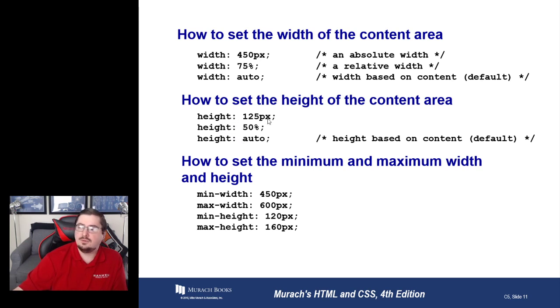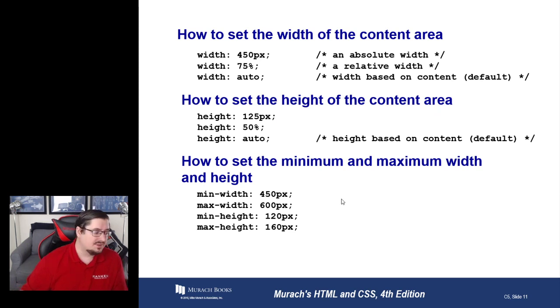So it's usually better to use a quote-unquote absolute value, whether it be EM or pixels or points, when you're talking about heights, or just leave it at auto. Auto is a great option too. So auto will just say, we'll figure out the height of this element based on the content that's inside.